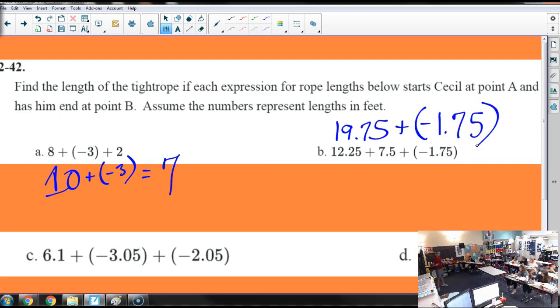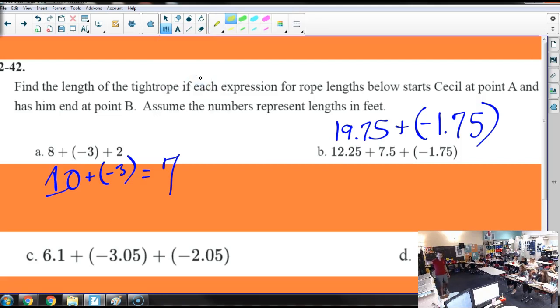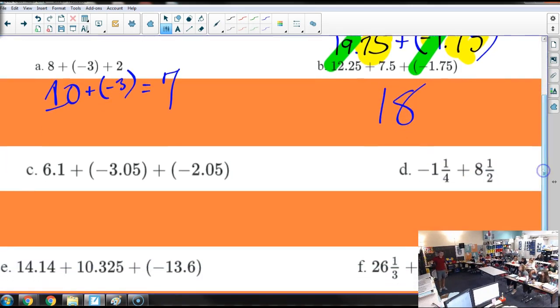It's 75 hundredths, right? So we can first think about the positive 75 hundredths and the negative 75 hundredths will cancel out. And then I just have to do 19 minus 1. 18, right? Go ahead and try to do C, D, E, and F on your own.